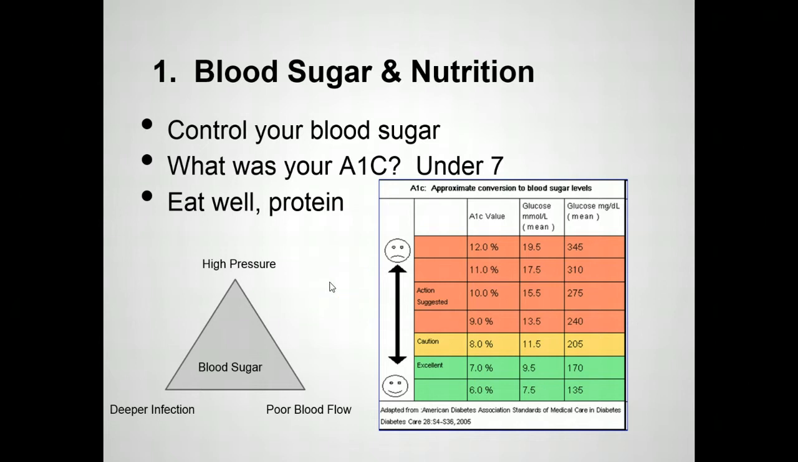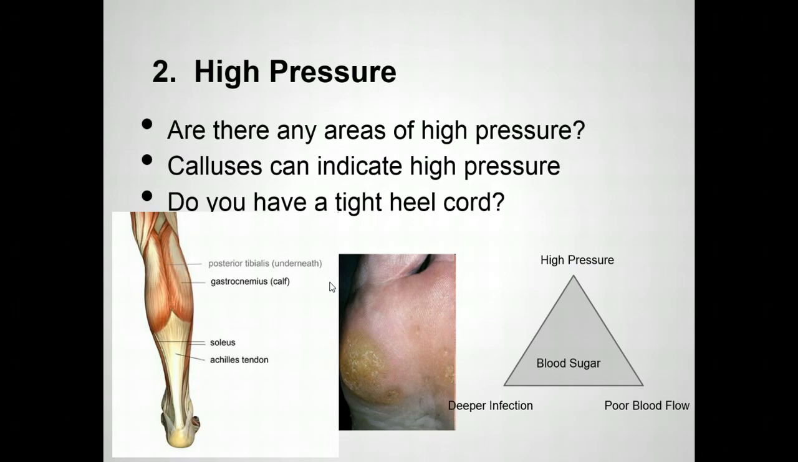If that's okay, then the next thing you have to look at is really if there's any high pressure areas. Are there any high pressure areas like calluses underneath the area? Or do you have a tight heel cord? When your heel cord's tight, you're not moving at the ankle joint, so you actually put more pressure on the front of the foot. So do you have this? Are there any other areas of high pressure? Is one of your bones maybe more prominent on the bottom, or the toe has a curve in it? That may be causing it to rub on the shoe. Those are all causes of high pressure. So that's the second area that we have to look at.